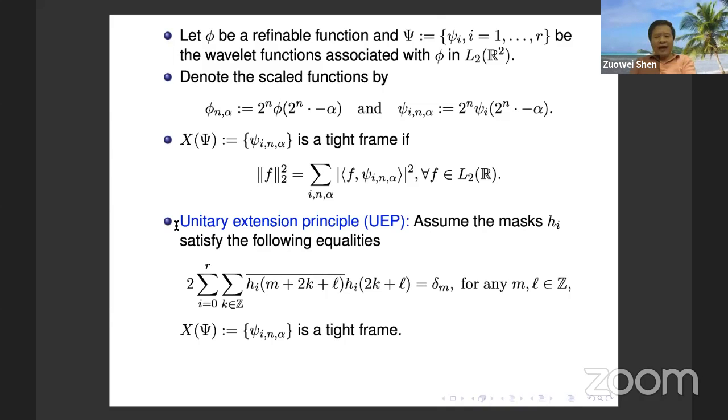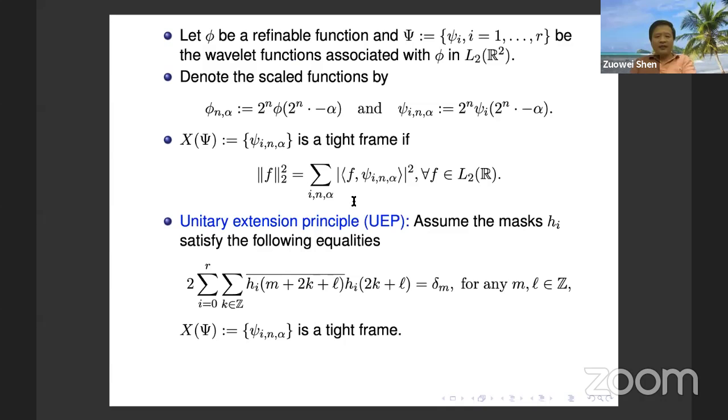unitary extension principle. Given that H0 is already given by the refinable function, you go on to find HI, for I from 1 up to R. If HI satisfy these equations, then your wavelet system X(psi) is a tight frame.